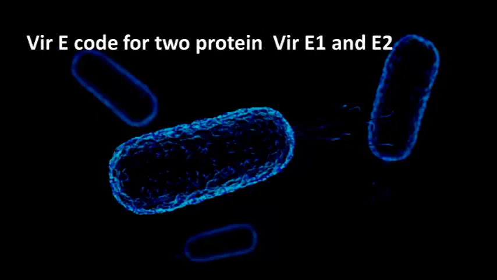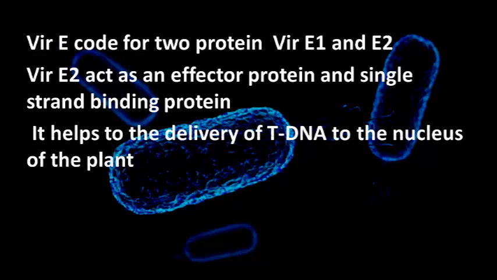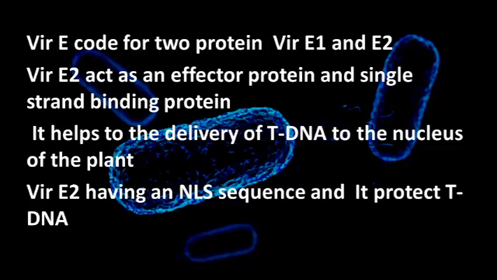VirE. The VirE operon encodes two proteins, VirE1 and VirE2. VirE2 is an effector protein and also a single-stranded binding protein translocated together with T-DNA into the host plant cell. It helps in delivery of T-DNA to the nucleus of the plant cell because it also contains a nuclear localization signal sequence, which marks the protein and the associated DNA for entry into the plant nucleus. VirE2 also protects the T-DNA from nuclease attack.